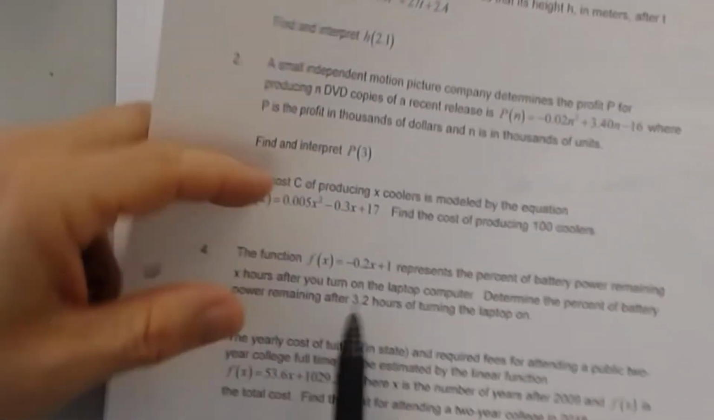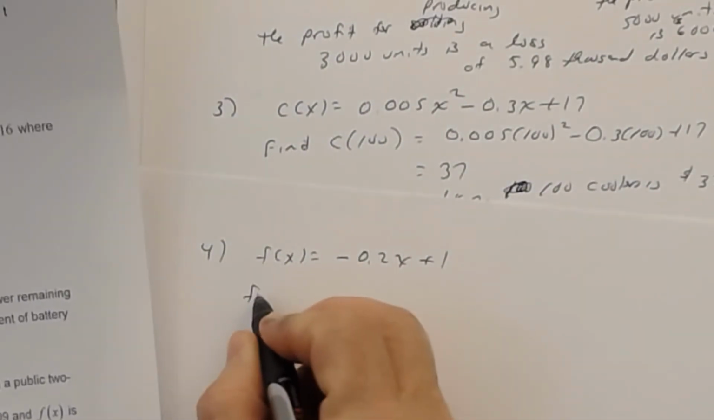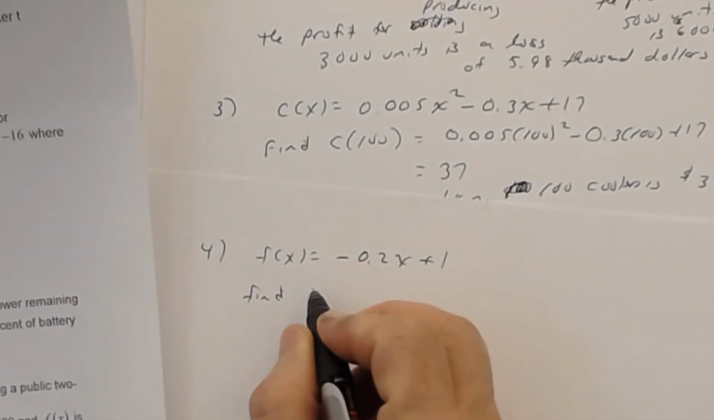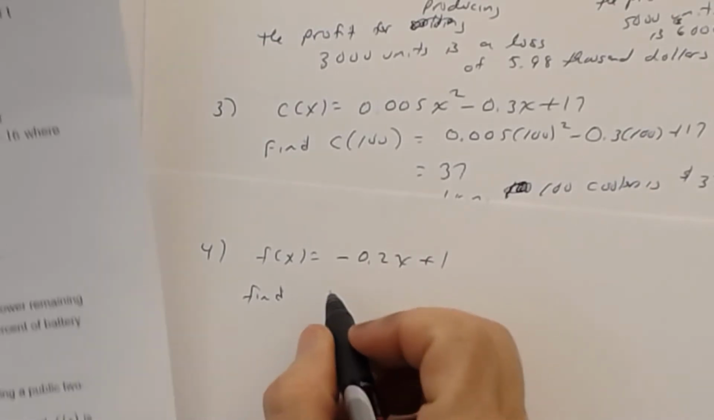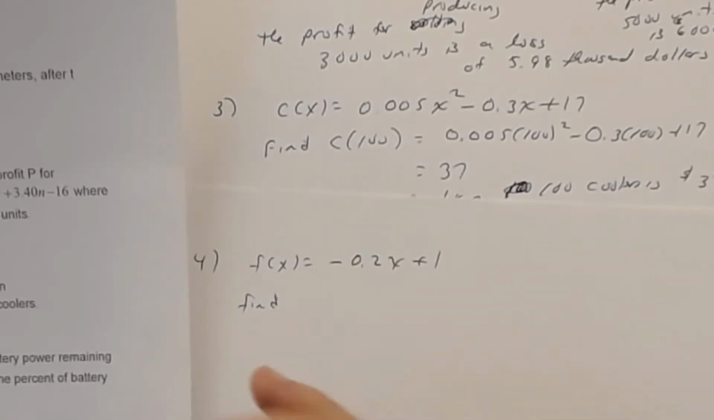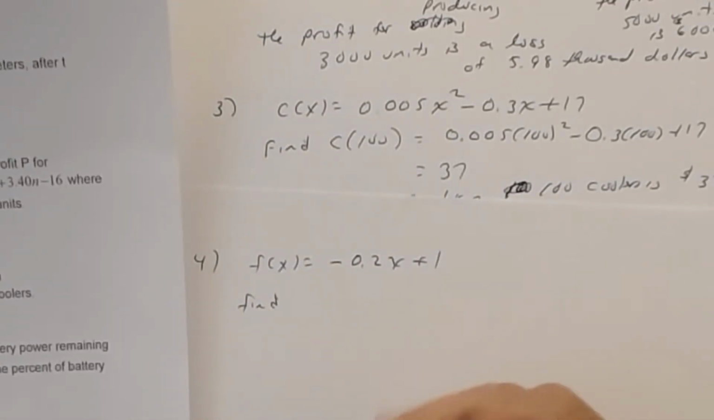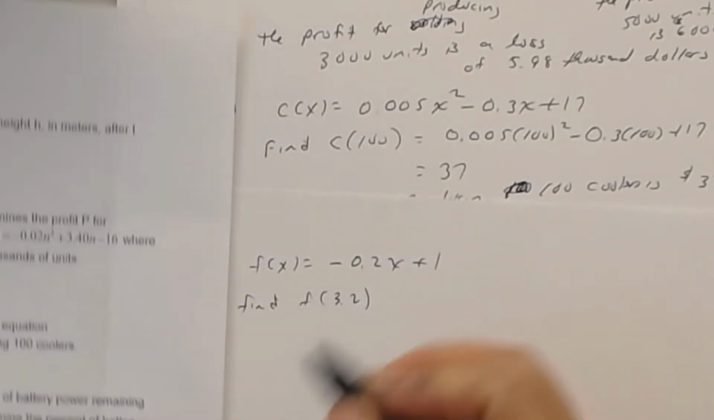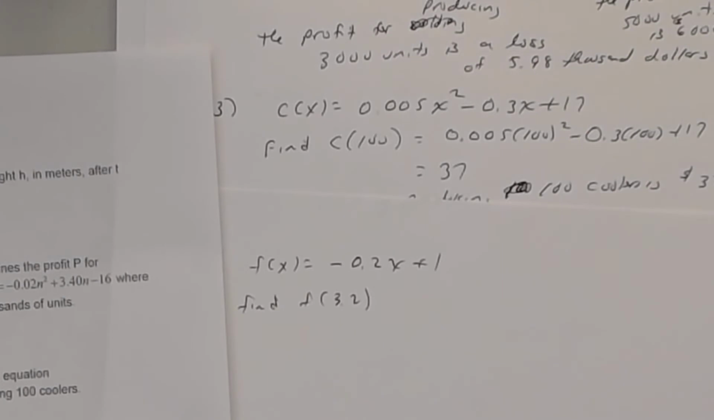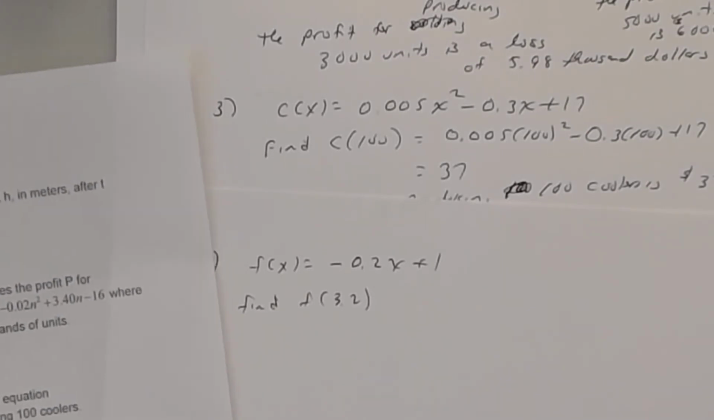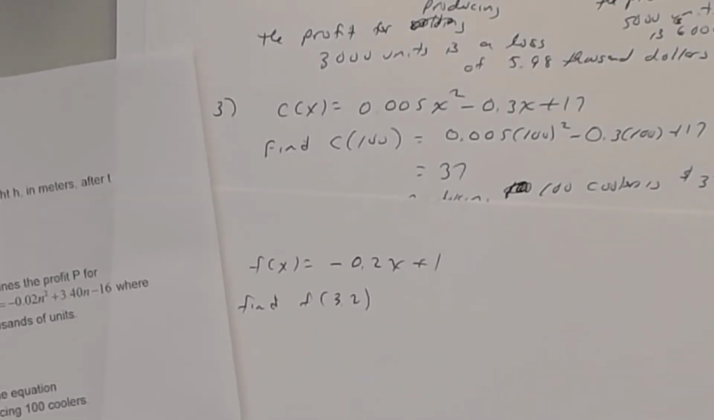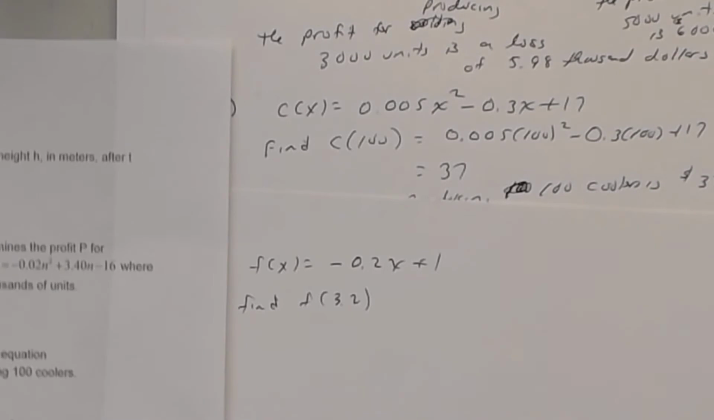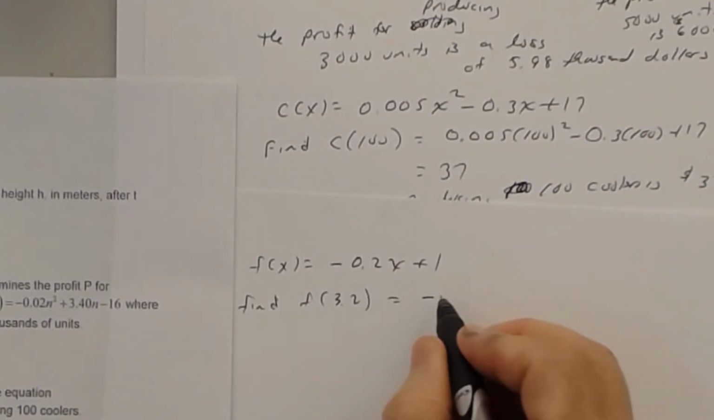So what are you going to find? Find what? How are you going to write it? You're going to say find f of 3.2, because that's what x is, right? x is 3.2. Remember, x is the number of hours after you turn it on. So the question is, what percent of the battery is left after 3.2 hours? Where you see the variable x, what do you plug in? 3.2.